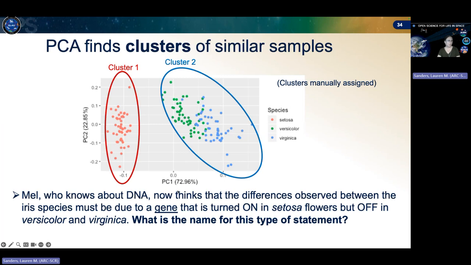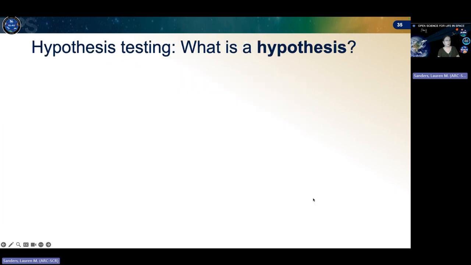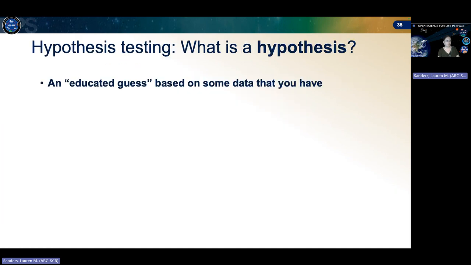So Mel, who happens to know about DNA, now thinks that the differences being observed between the iris species are probably due to a gene that's turned on in the setosa flowers, but off in the versicolor and virginica flowers. So what would be the name for this type of statement? So we call this type of statement in science a hypothesis. And we can then test this hypothesis. A hypothesis is just an educated guess based on some data that you have.